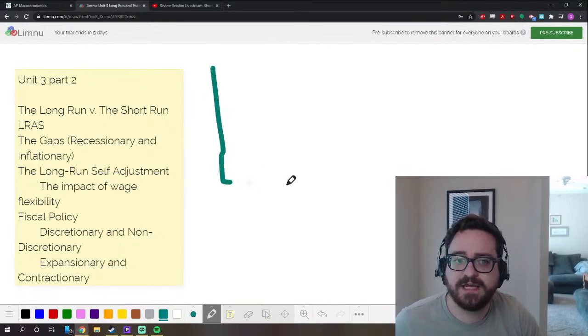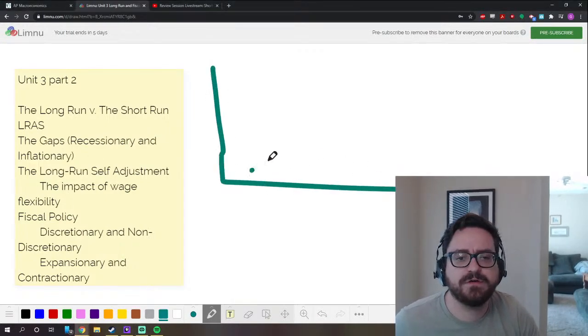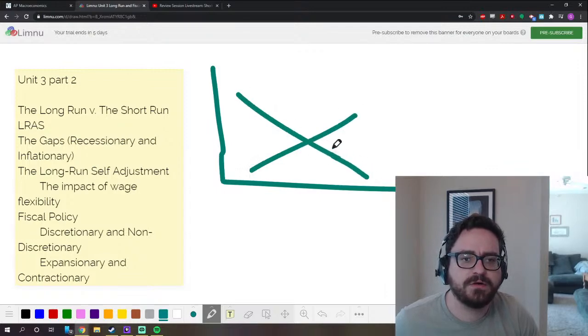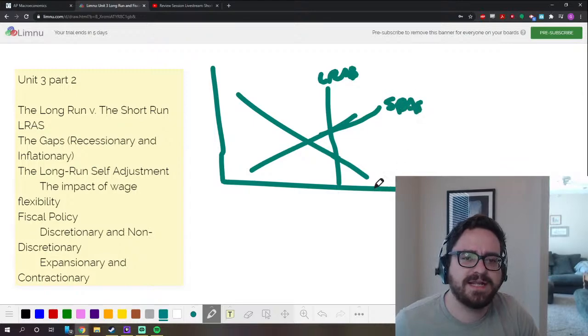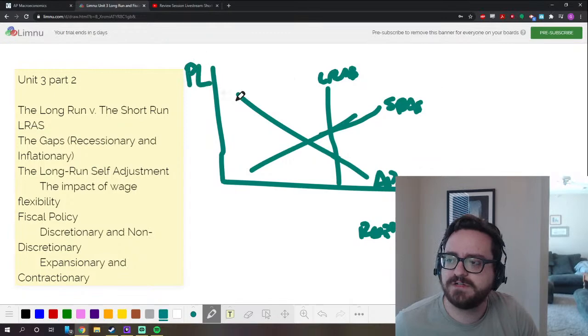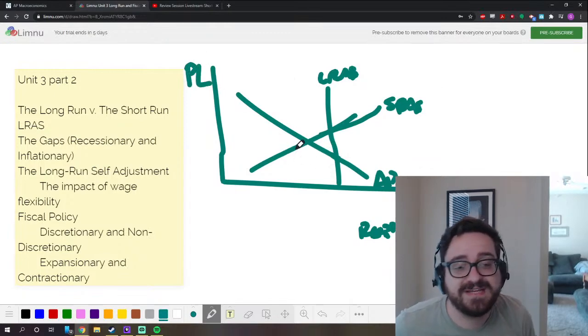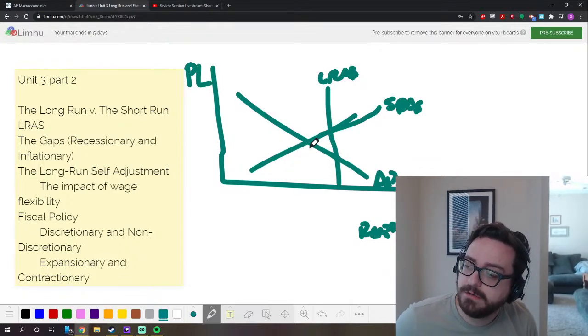So let's say, and this is kind of a review based off what I was talking about earlier, let's say our economy is going through this right now. I've got my LRAS over here, I've got my SRAS over here, and I've got my AD down here. All right, real GDP is my x-axis. I'm trying to make it so you can see it. I know my camera's kind of in the way. And price level.